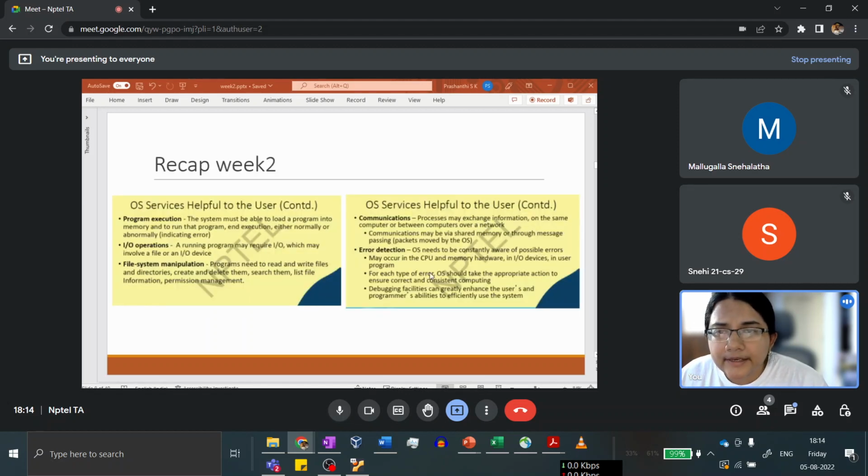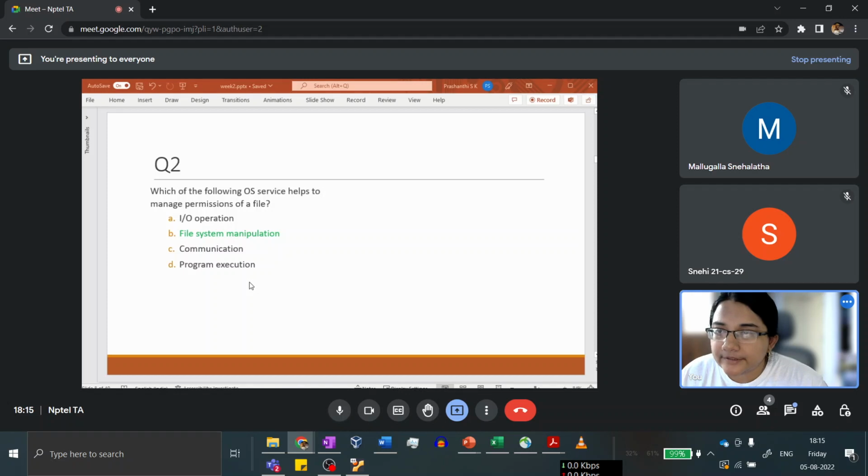And looking at communication and error detection, communication is for different processes to exchange information between themselves, and these processes may be on the same computer or on different computers, and they might be communicating over a network. So this is kind of a distributed execution. And similarly, the OS has other services for program execution, for error detection. So the answer to this question was file system manipulation, because it specifically asks about permissions of the file and not general IO.